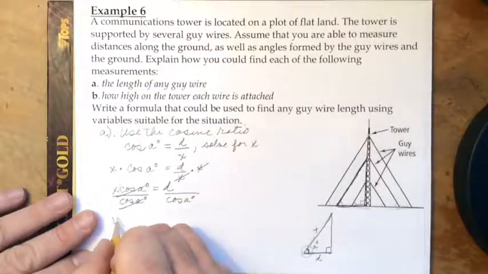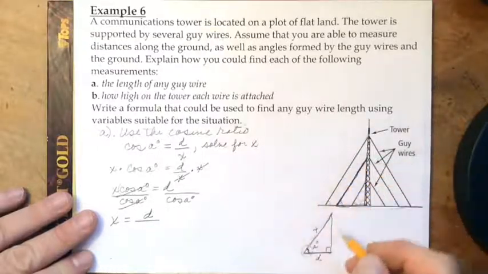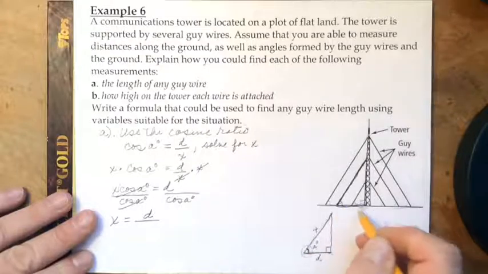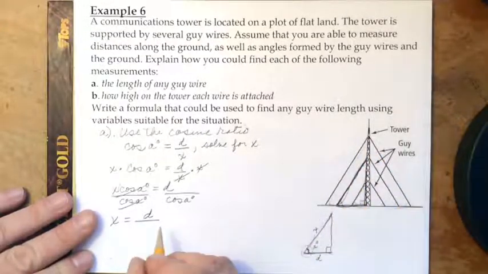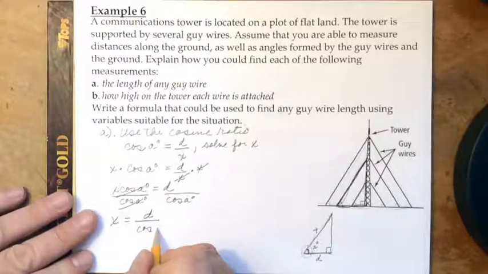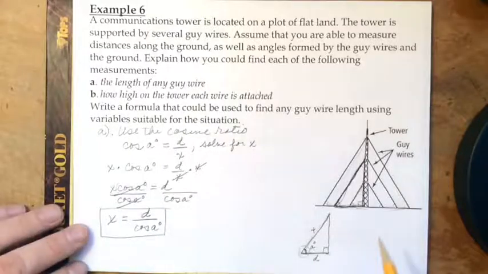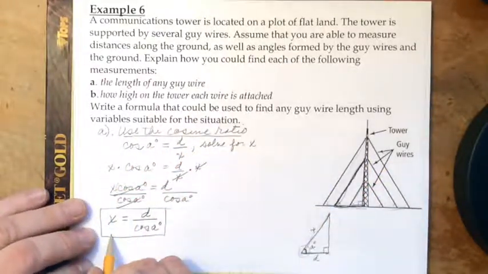Those divide out, and here's the formula that you would use to find the length of any one of these guy wires. Which guy wire it is would depend on how long the D was. We use this triangle here, we could use this triangle, or any of these other three. So this is the formula we would use to find any guy wire length. So here's your first answer, here's your second answer.